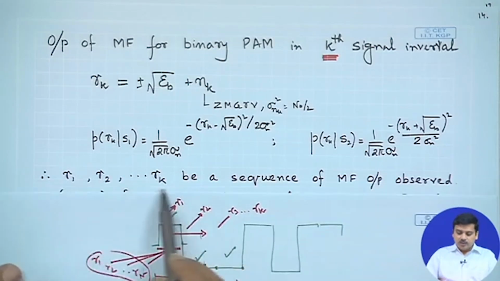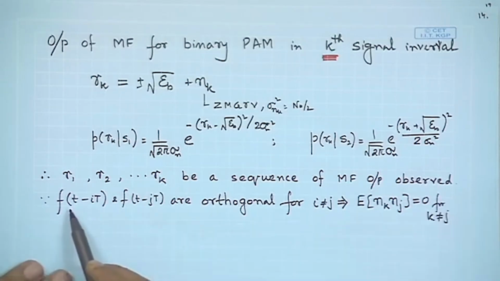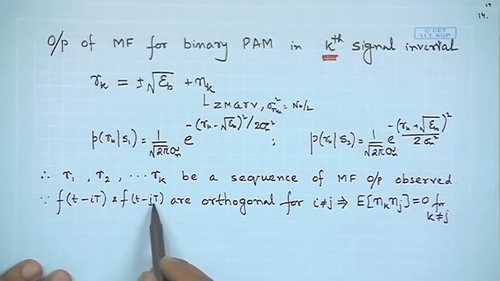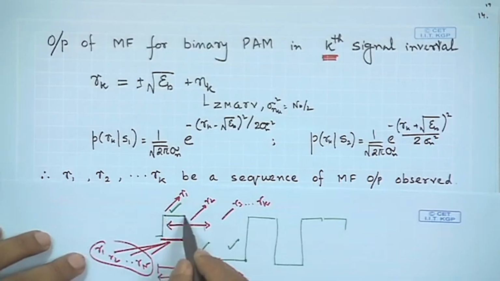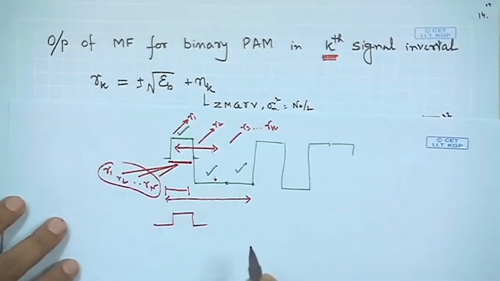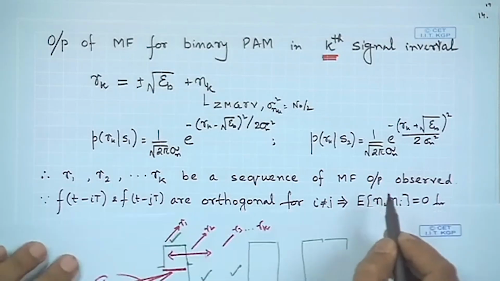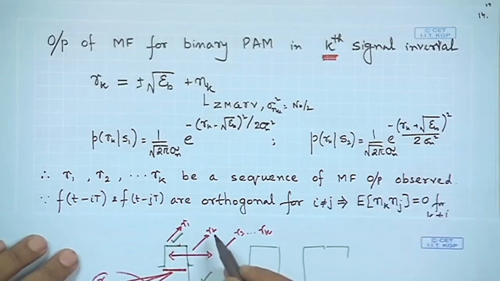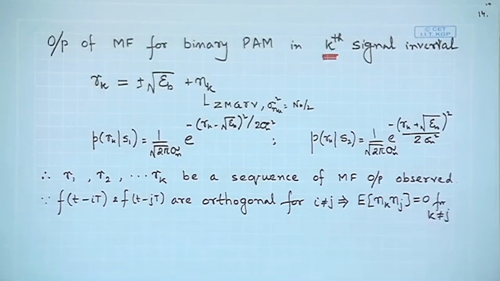We are talking about the sequence of matched filter outputs observed, and the basis functions f are orthogonal for 2 different time intervals. That means, if i and j are not equal, they are orthogonal, right, and that is clear because the basis function is here, the basis function is there. So, the basis functions are like this. So, this is orthogonal in this interval, right, that is what it simply says. And the noise component here and the noise component here, in these two intervals, are again uncorrelated and hence independent, right, that is what we have.